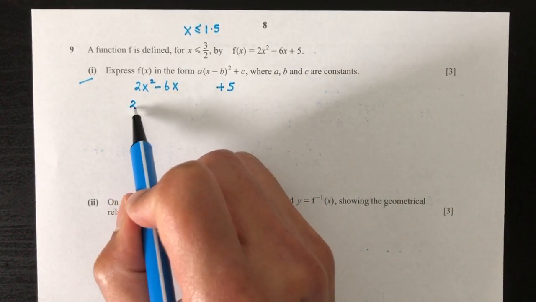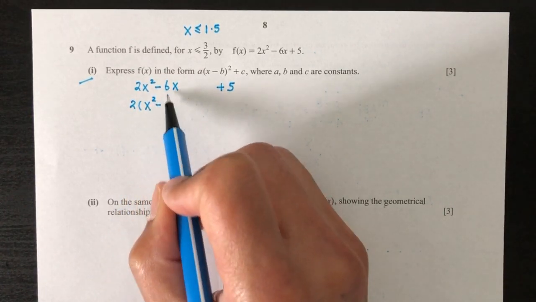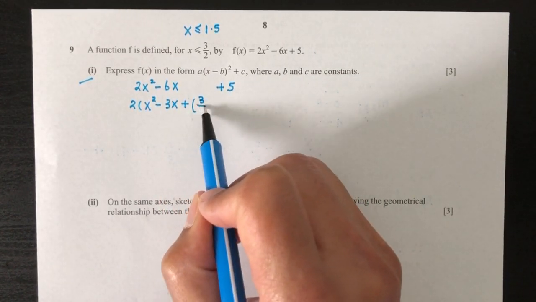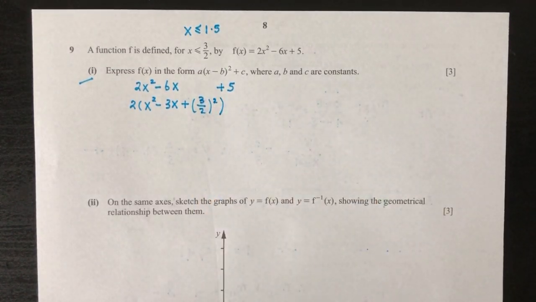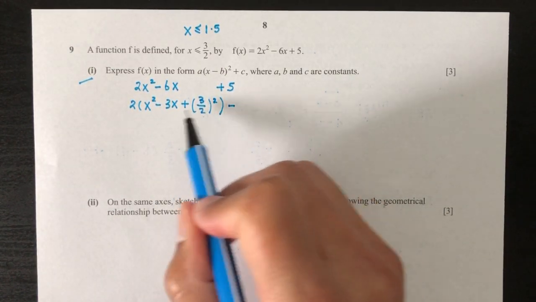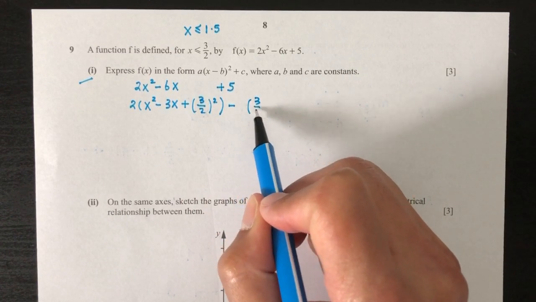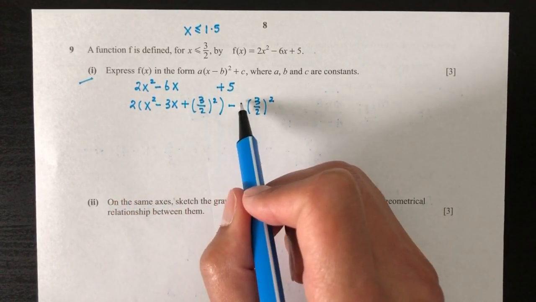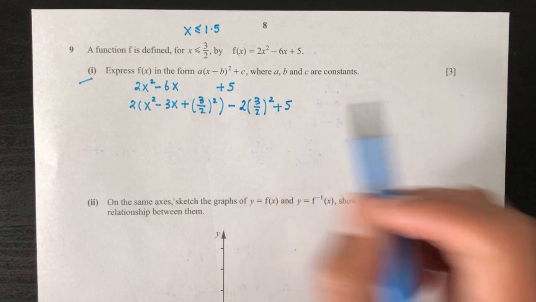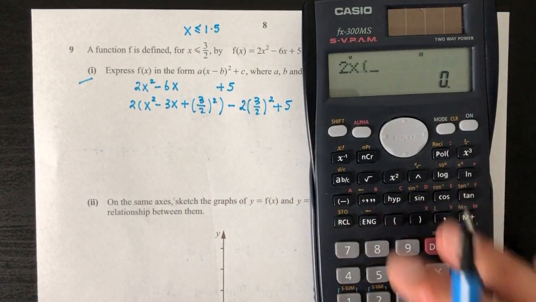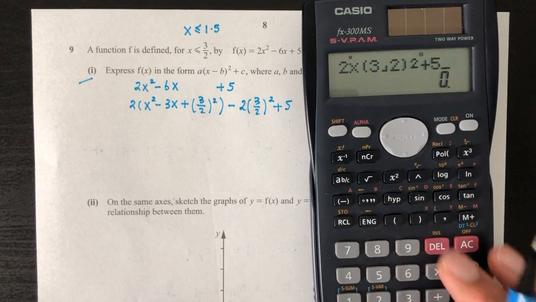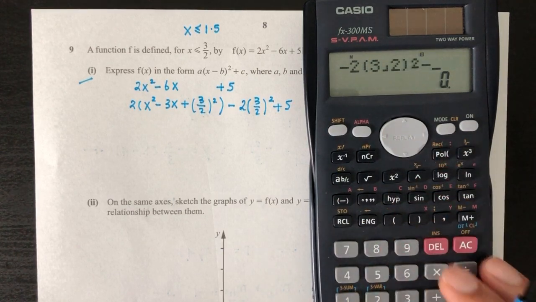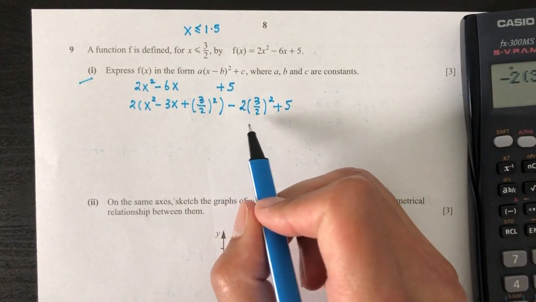I like to take out 2. You will have x squared minus 3x plus, you have to take this number, which is 3, divide by 2, square, in a bracket. Now when you add the number, you also have to subtract the same number, 3 over 2 squared. But since it was inside this bracket of 2, you also have to take out 2 with it, plus 5. So simplify: minus 2 times (3 over 2) squared plus 5. Sorry, that should be half. So this is equal to half.